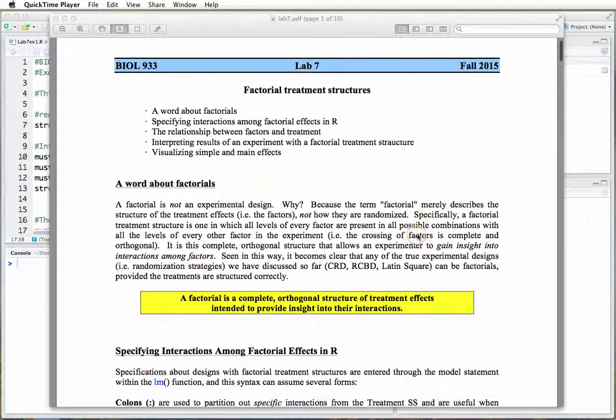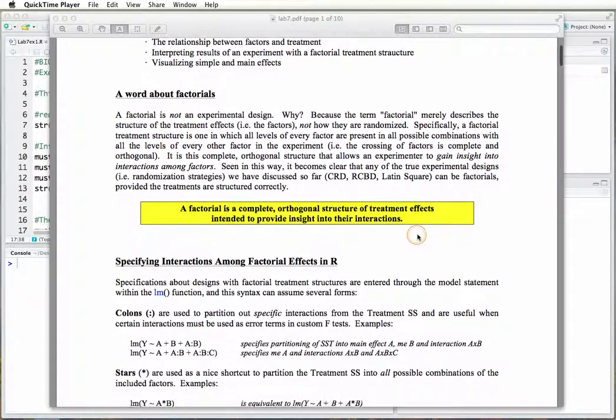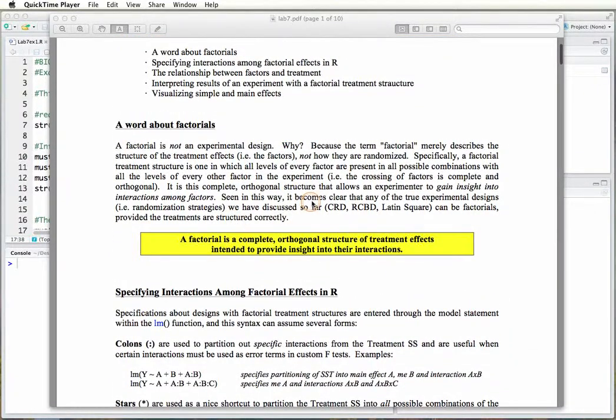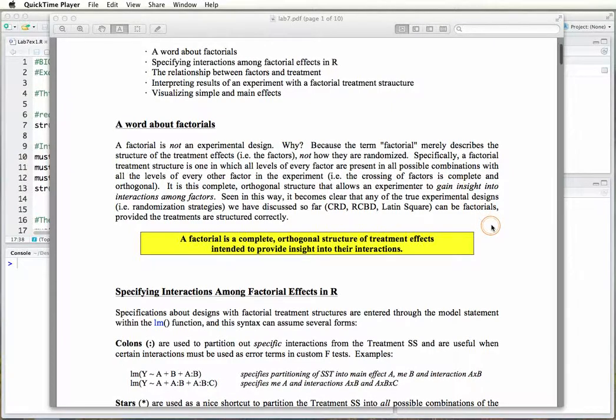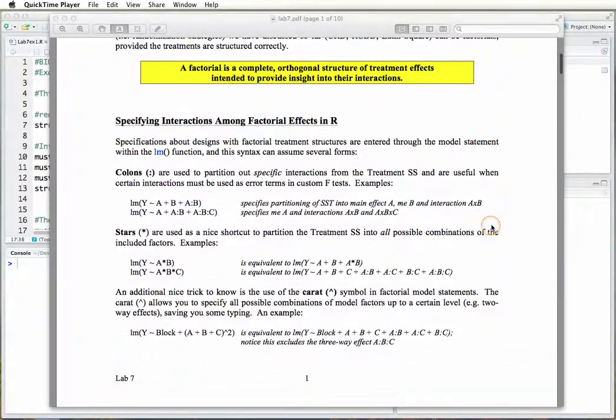I'm not going to really go over the first couple pages of the lab, but you should read it. There's a section here stressing again that factorials are not experimental designs, but they just refer to how levels of treatments and factors relate to one another, and so we can have factorials within any of the experimental designs we've talked about so far.